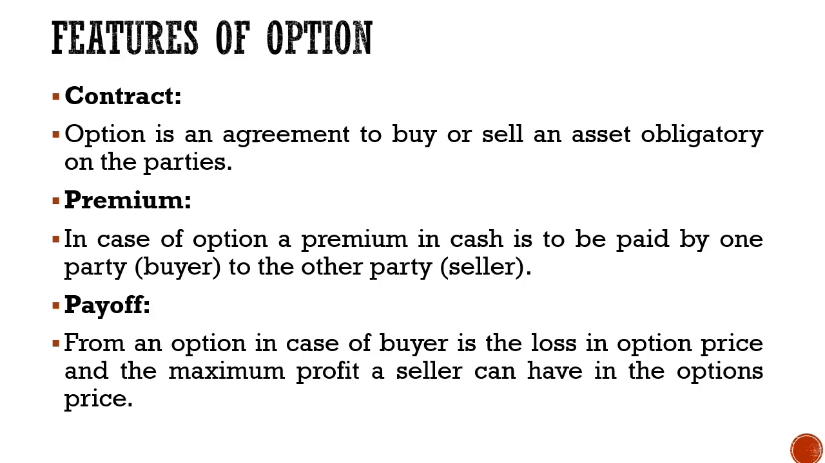Payoff from an option, in case of a buyer, is the loss limited to the option price, and the maximum profit a seller can have is the option price. From the option point of view, payoff means the maximum loss a person can make and the maximum profit a person can make under option.